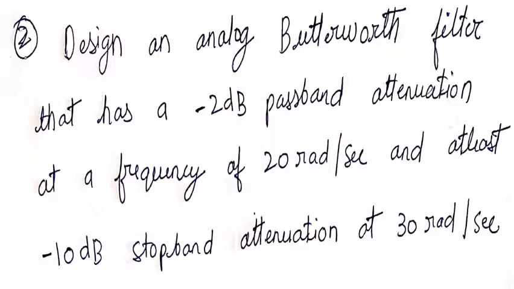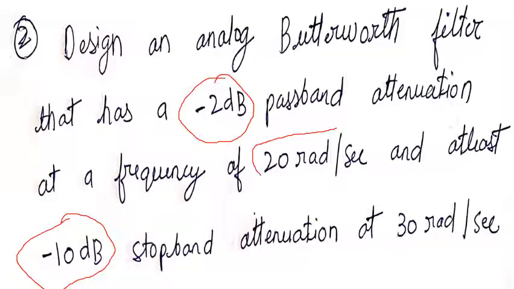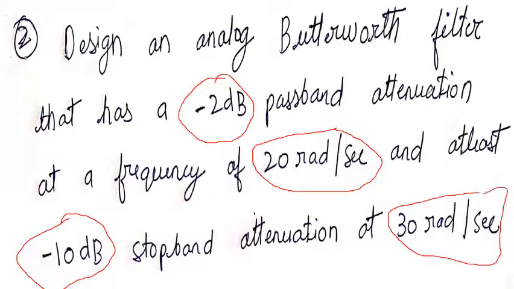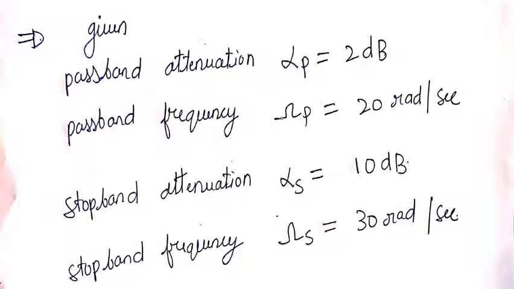So in the question they have given us the passband attenuation -2 dB, stop band attenuation as -10 dB, pass band edge frequency as 20 radian per second and stop band edge frequency as 30 radian per second. So these are the specifications given in the numeric. The next step is we note down the specifications given in the question.